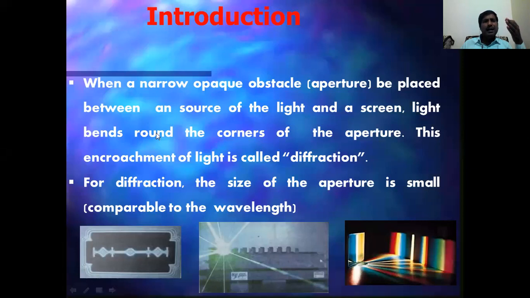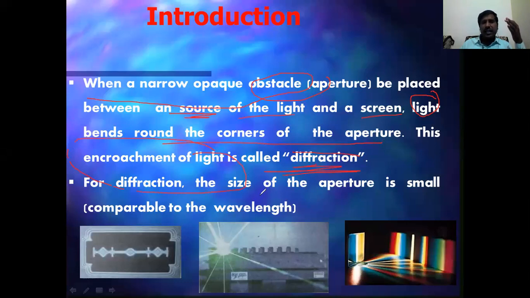So light bends around the corner of the aperture. This encroachment of light is called diffraction. Is it clear? So just a simple definition you can see. When a narrow opaque obstacle or aperture is placed between the source of light and the screen, what happened in that case? Light bends around the corner of the aperture. And this phenomenon, or these fringes, we call it diffraction.